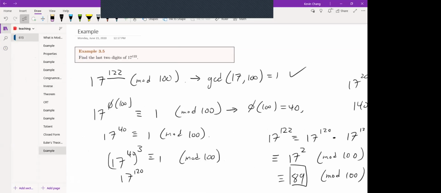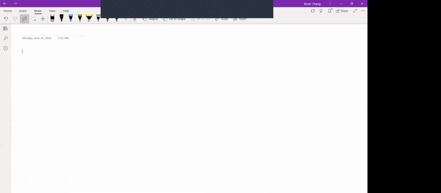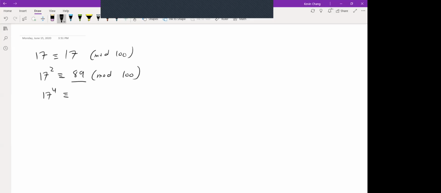I'm going to show you a method real quick to compute mods very quickly for exponents without using cycles. So let's look at 17 for an example. If we're looking for 17 to the 20, we can do 17 is congruent to 17 mod 100. And then 17 squared is congruent to 89 mod 100. And then 17 to the fourth is going to be congruent to, here, we don't need to actually compute 17 to the fourth. Remember, we're going to just do 89 and square 89 instead. So 89 squared should be equal to, let's see.